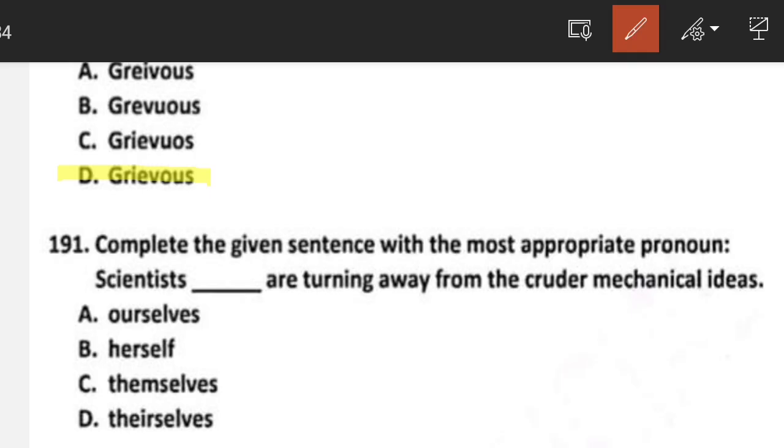complete the given sentence with the most appropriate pronoun. Scientists dash dash are turning away from the cruder mechanical ideas. Option A is ourselves, option B is herself, option C is themselves, and option D is theirselves. So here the most correct and appropriate pronoun will be themselves. So the correct option will be themselves. Scientists themselves are turning away from the cruder mechanical ideas.